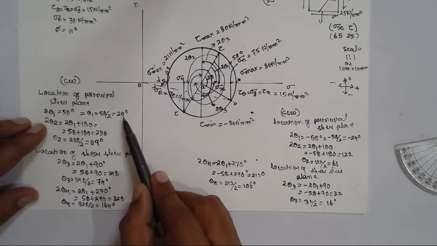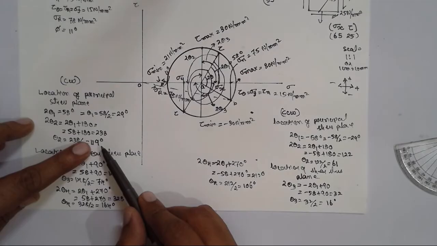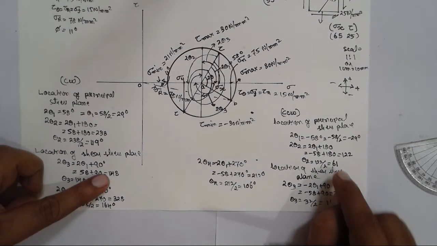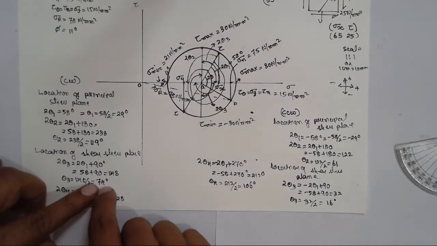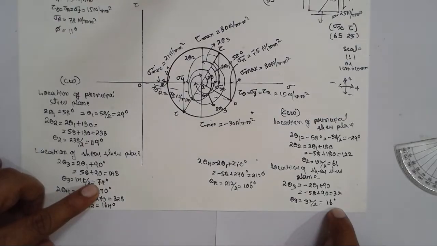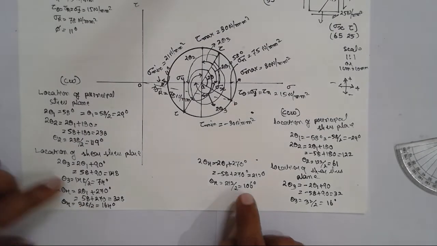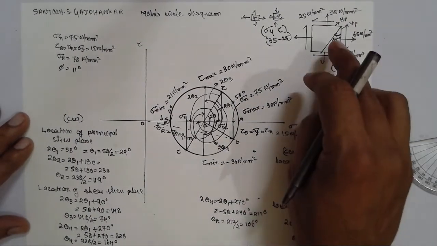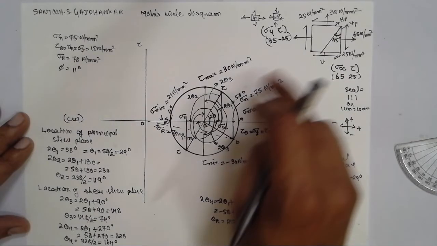Again, I will explain here. 29 minus 29, it becomes 0. 119 plus 61, it becomes 180. Theta 3, sorry, 74 plus 16, it becomes 90. 164 plus 106, it becomes 270. In this way you have to solve the problem when it is rotating in clockwise direction. If it is anti-clockwise direction, these are the results.